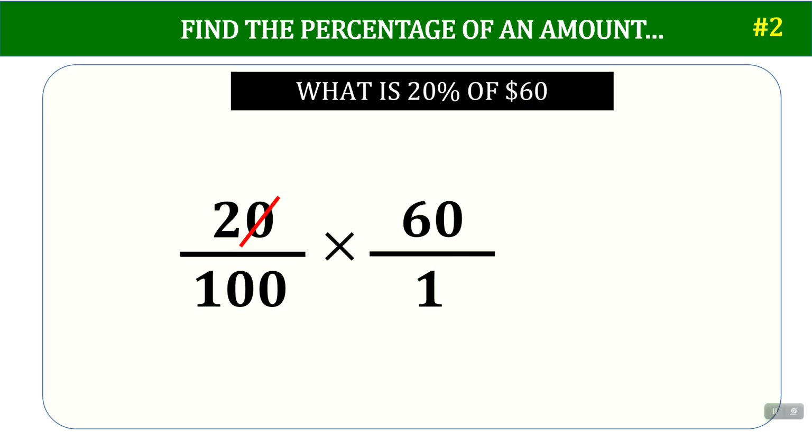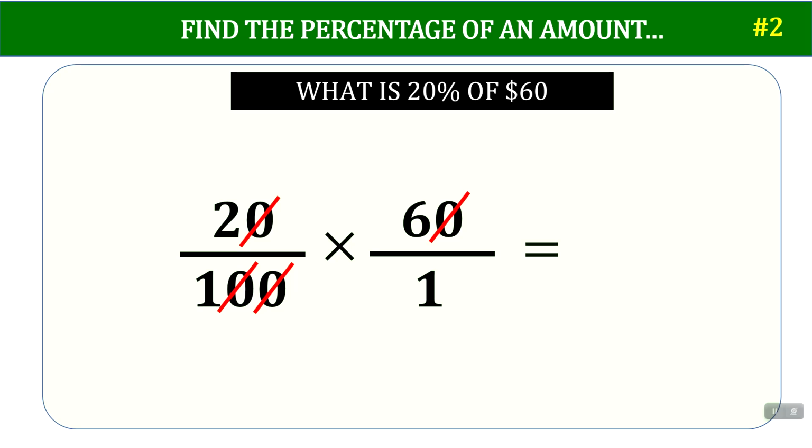Now we reduce the zeros in the numerator and the denominator, because that is the same thing as dividing by 10. 20 divided by 10 is 2. 100 divided by 10 is 10. We cancel the zeros and we're left with 2 out of 10 multiplied by 60 over 1. We look again and we see that 60 in the numerator and 10 in the denominator both end in 0, so we can cancel those again.